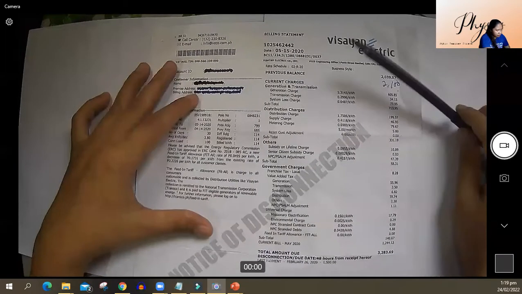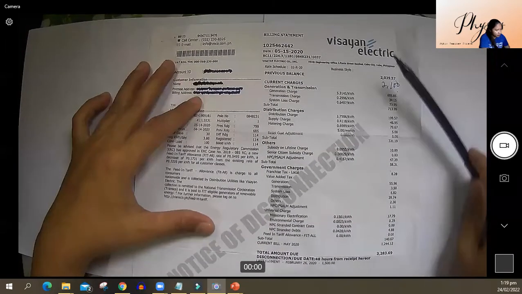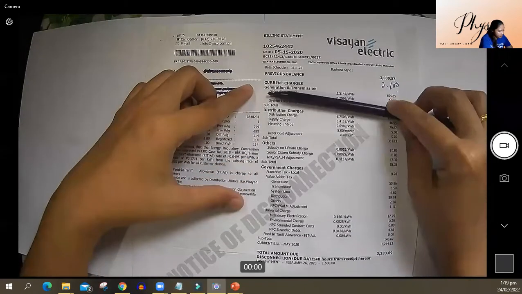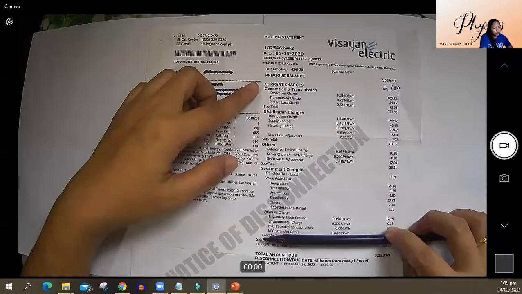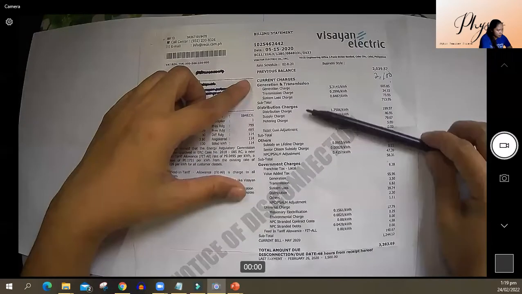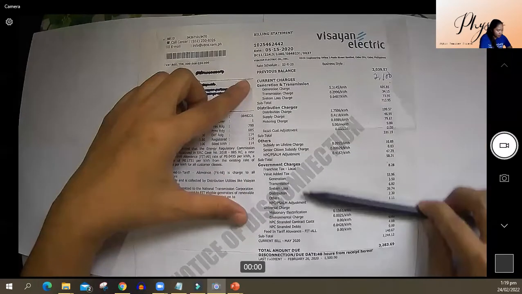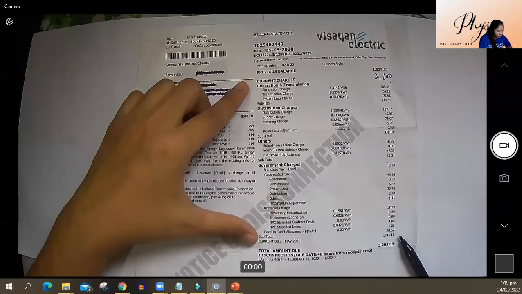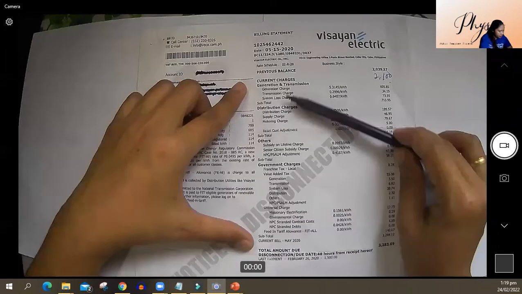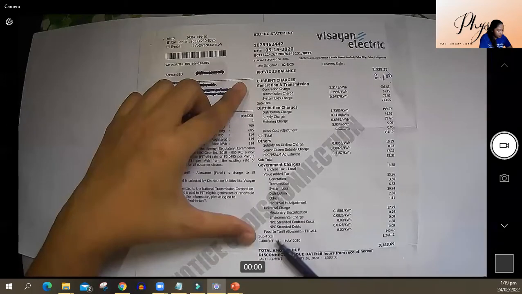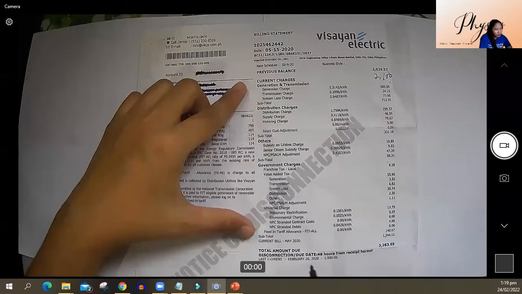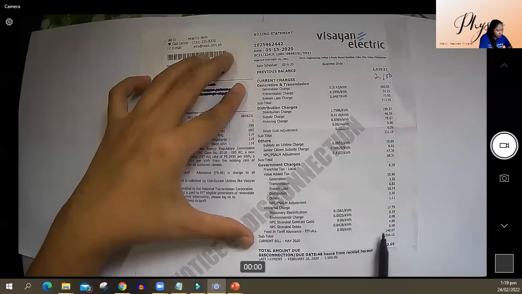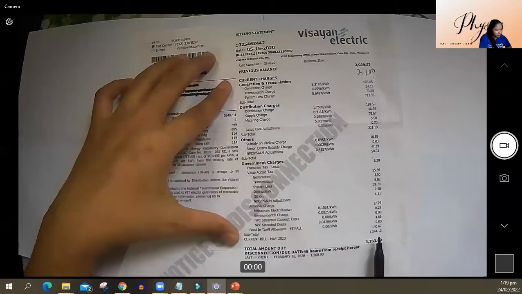If you have a previous balance, it will also show here at the top. Next to that are the current charges. This is a detail of why you are billed that amount for that month. At the bottom part of the current charges, you will see your current bill. In our sample electric bill, we have the month of May 2020, and it shows this amount.